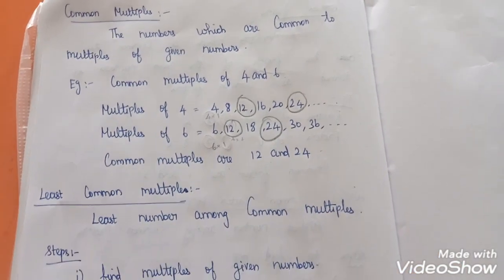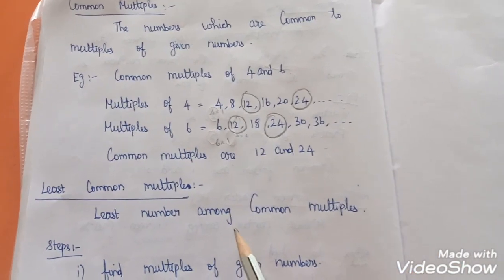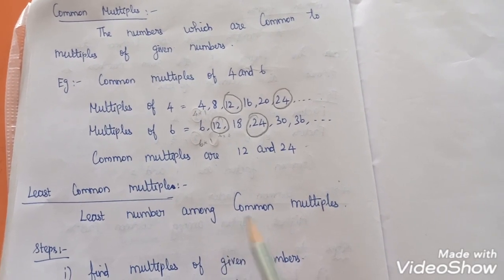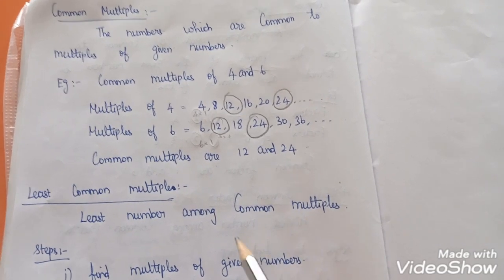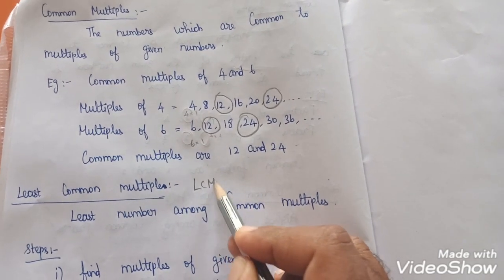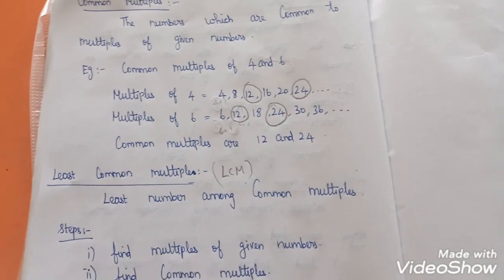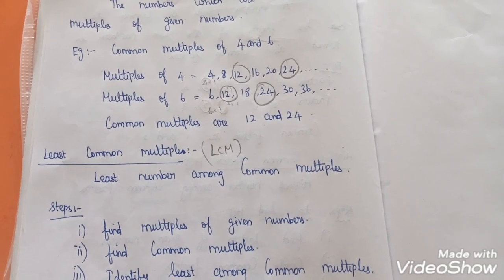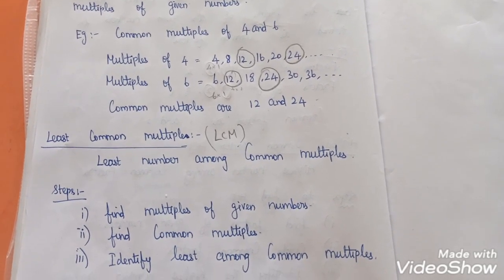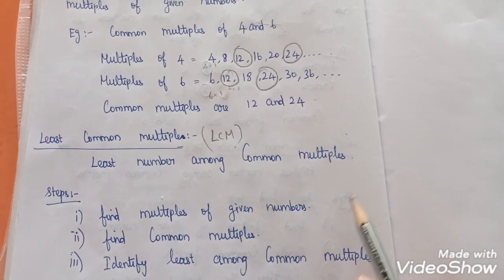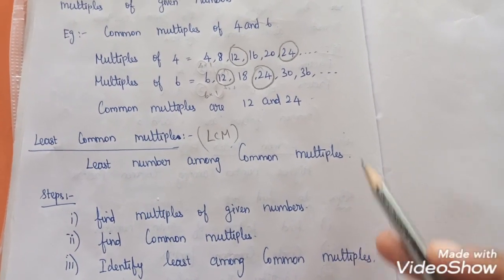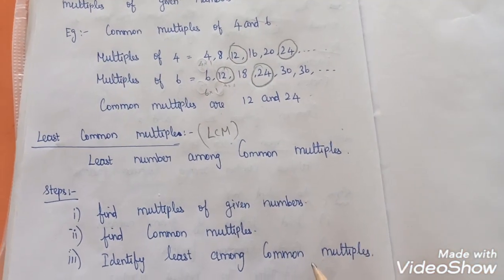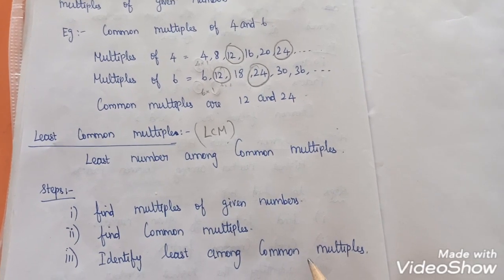Now we move to the next one, the least common multiple. Least common multiple means the number which is the minimum among those common multiples. It is also known as LCM. Let me check the steps to find an LCM. Yes, there are 3 major steps. First, find the multiples of the given numbers. Then find the common multiples. At last, identify which number is least among those common multiples.